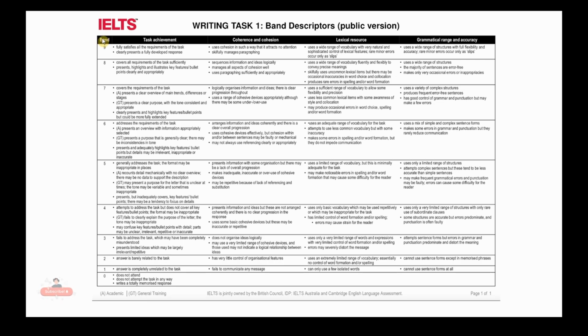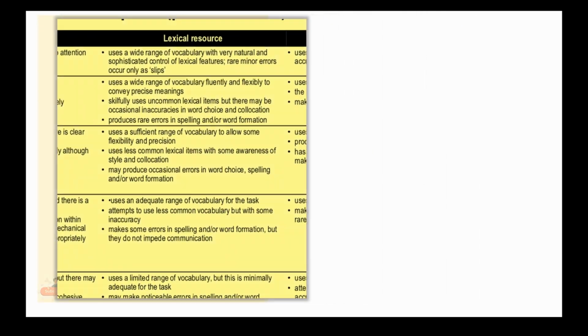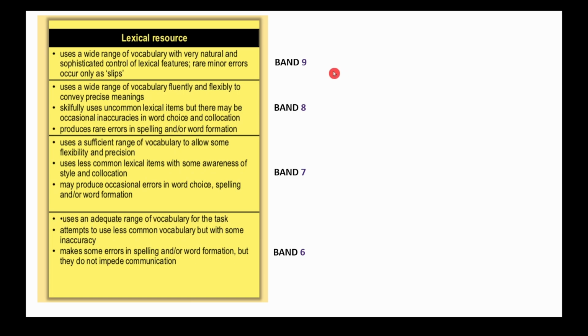For now, I want you to understand these are the band scores here, vertical. Band score 9, 8, 7, 6, and it goes down. Now focus on this lexical resource part, that means vocabulary. Let me zoom it. If you want to achieve band 7 and above in vocabulary section, then you need to follow what's written here. For example, for band 7, you must use a sufficient range of vocabulary.